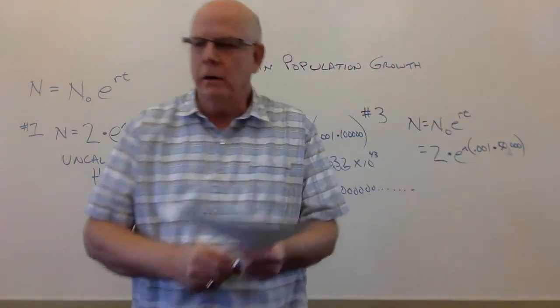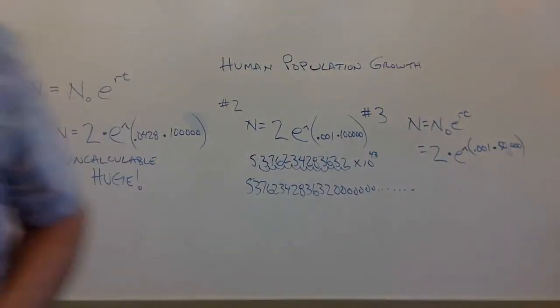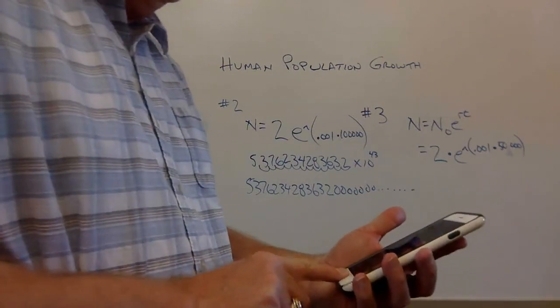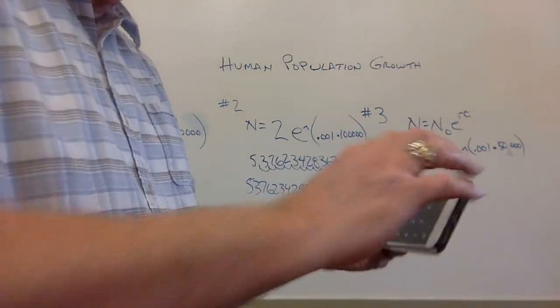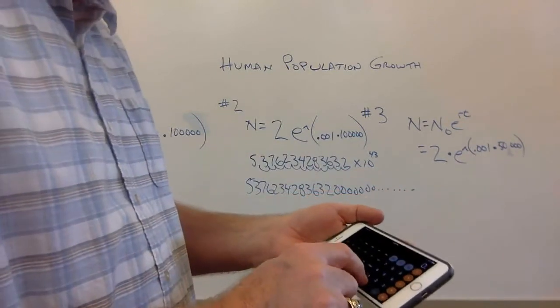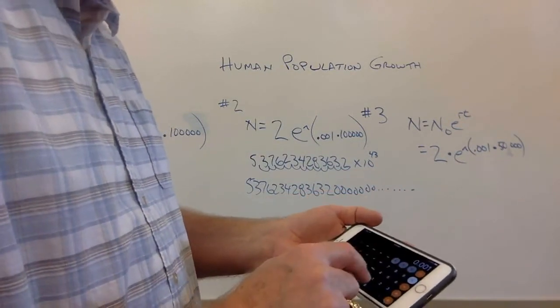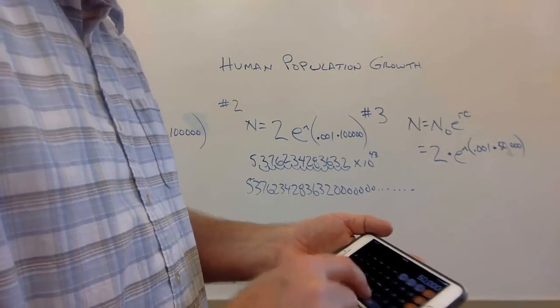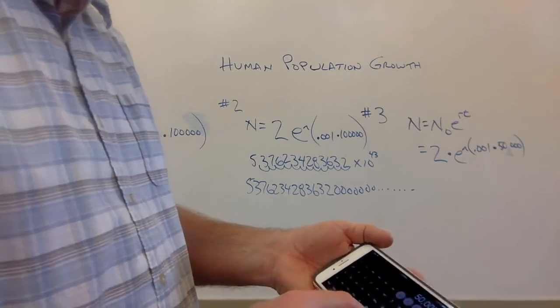Let's try that on our calculator. So, let's clear everything out. Okay, so now we got 0.001 times 50,000, right?